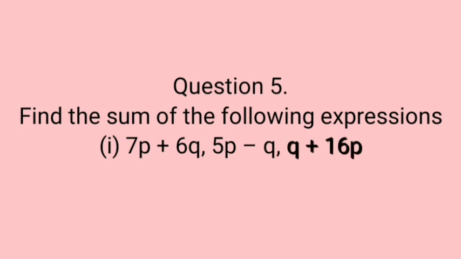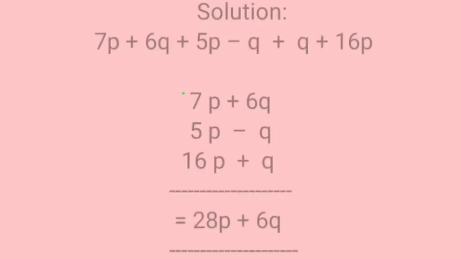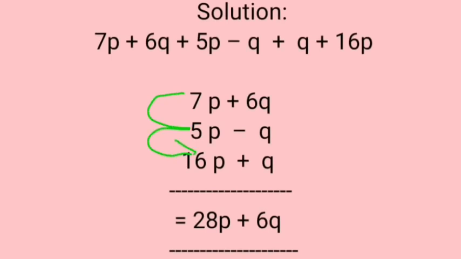Students, take a look at this third expression. Its order is slightly changed. We should correct it and write it as 16p plus q. After that, arrange the expressions like this, and we have to add all these three. You will get 28p. Here on the right side, minus q plus q gets cancelled. You will get 6q only. So the answer is 28p plus 6q.